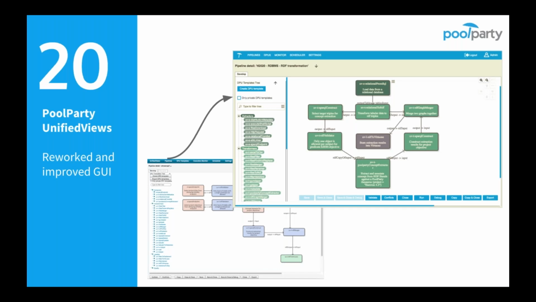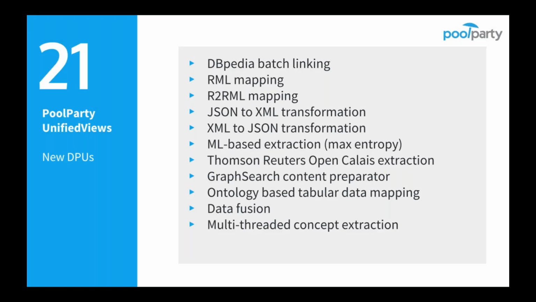So here you can see the reworked and improved user interface. It now much more follows the general PoolParty look and feel for a better user experience. And to mention some of the new DPUs, as Robert has demonstrated earlier with the dbpedia linking, where we can also disambiguate, we now offer this functionality of batch linking. So we have a DPU to do dbpedia batch linking.